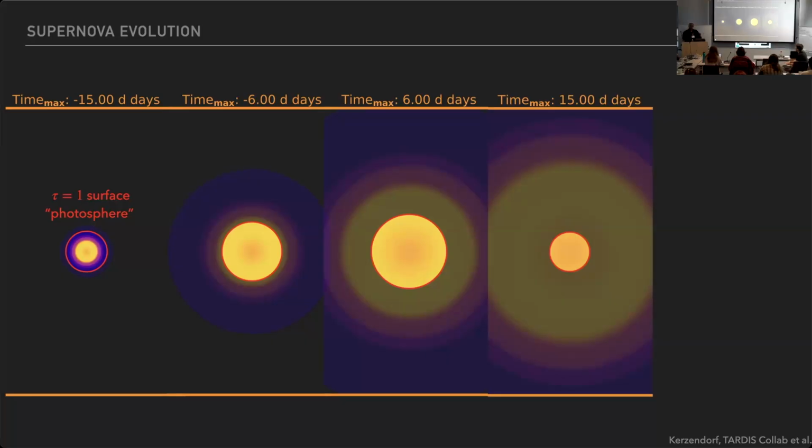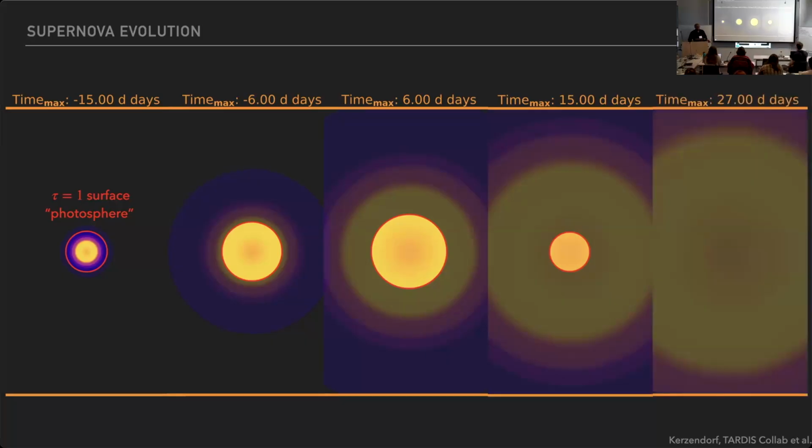Okay, it's moving to lower velocity material. You're seeing further into the ejecta. And then eventually, as Brian showed you the calculation for, you can calculate when this happens. Eventually, there is no photosphere. All the way through the ejecta, the optical depth is less than 1. There is no tau equals 1 surface. And now you're going to see right through the whole ejecta in what's called the nebular phase.